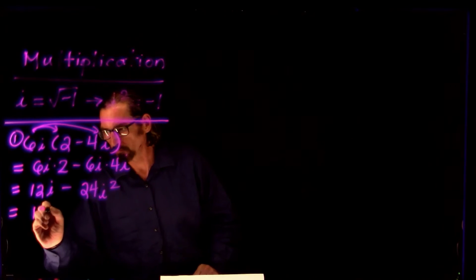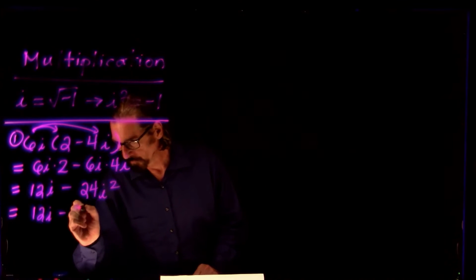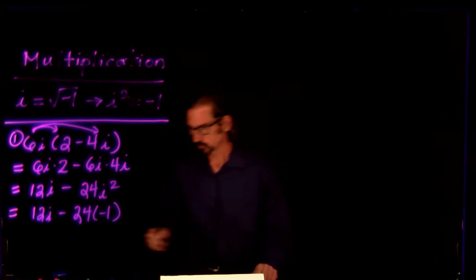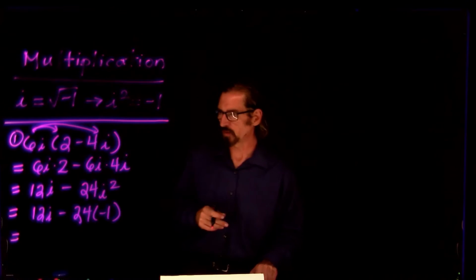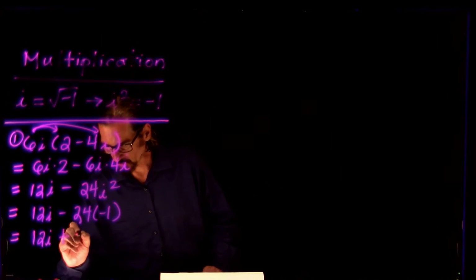Here's where we use what we just stated here. i squared is -1. So that 24 times i squared is 24 times -1. Think of that as -24 times -1. Two negatives make a positive.